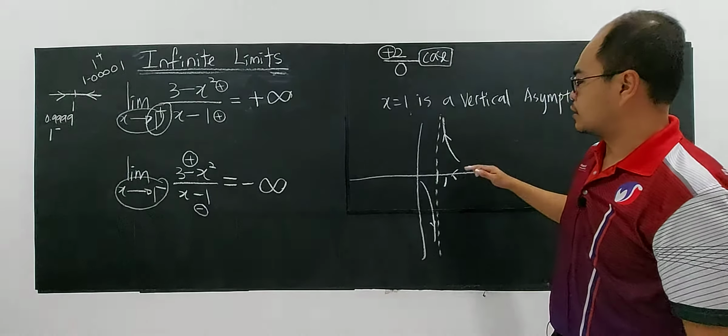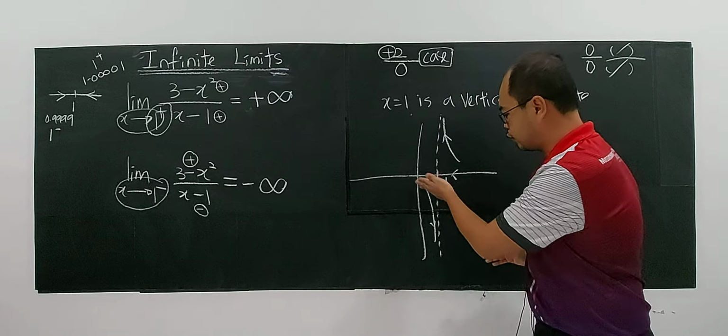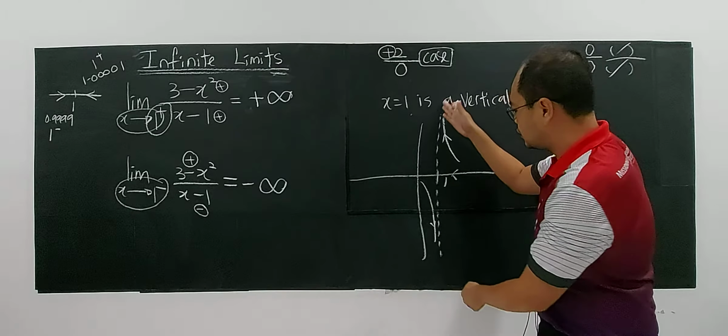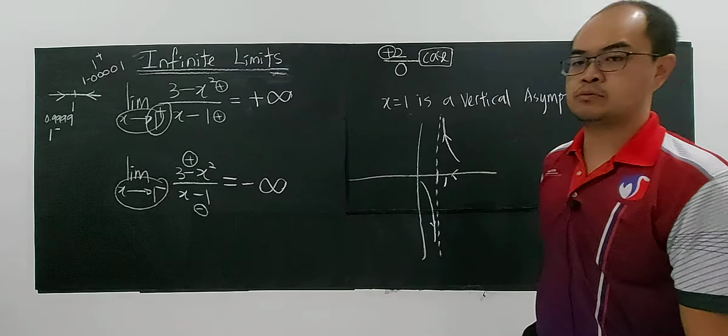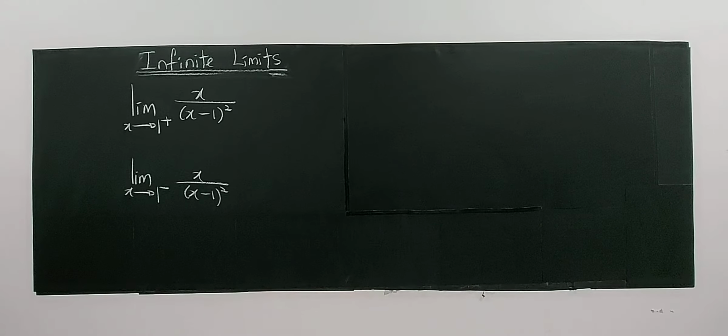Alright, so now this is an infinite limit. You see that? From the right going to positive infinity, from the left going to negative infinity. So this one is your vertical asymptote. So this is the concept here. So I give you another two more examples. Alright, let's look at how to evaluate this type of limits.